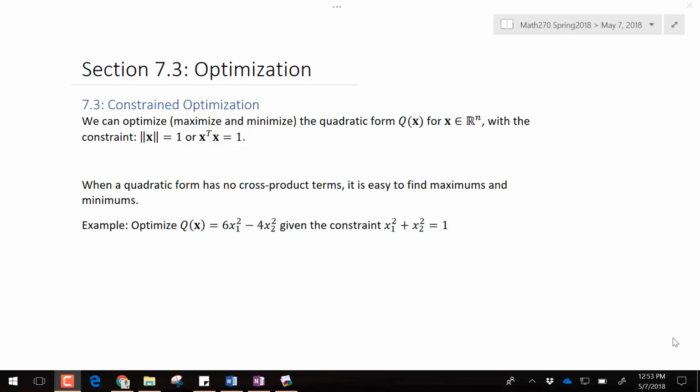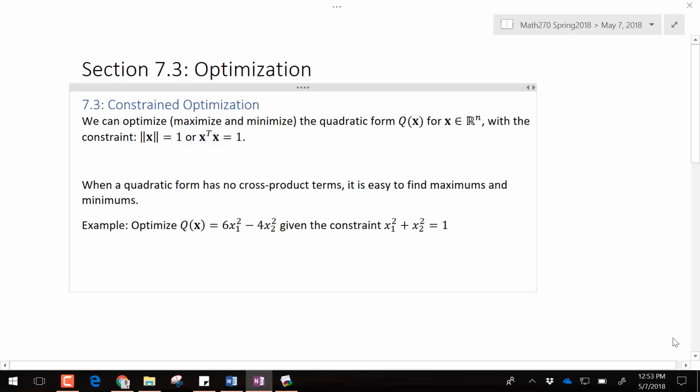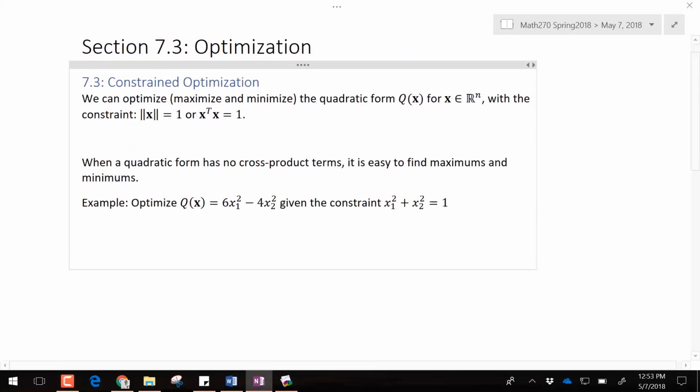Section 7.3 in our text is constraint optimization. We're optimizing something, and then we're giving it a constraint. Constraint optimization happens a lot, and I saw it a lot more in economics, but I'm sure it happens in engineering and physics and stuff like that. We're going to keep ours simple and just focus on a simple constraint and the quadratic forms. So we want to optimize a quadratic form, Q.